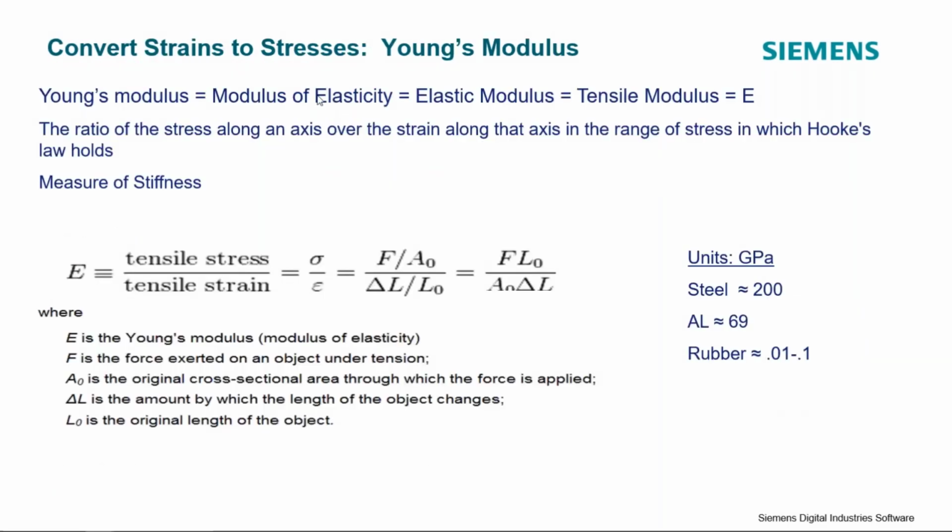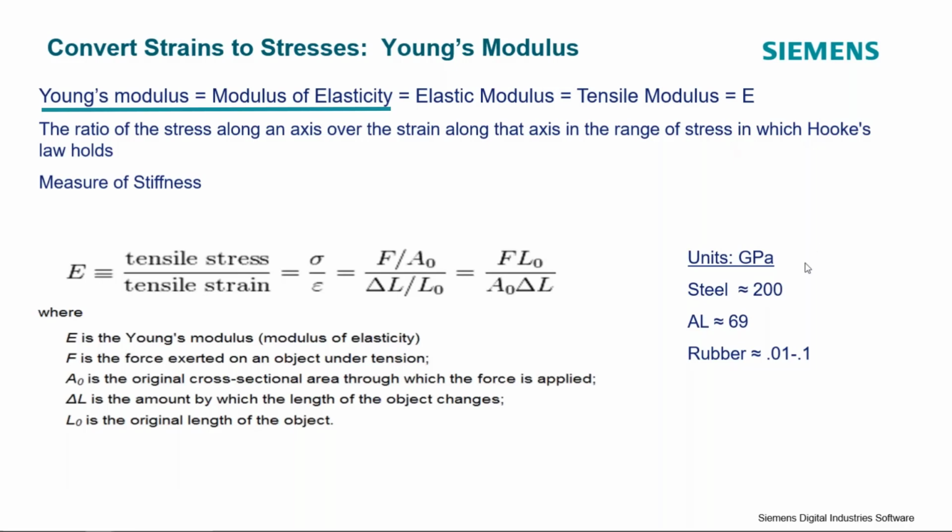We can now convert those principal strains to stresses using a couple of different material parameters. One that we discussed earlier is Young's modulus, which is the modulus of elasticity. Young's modulus is the ratio of the stress along an axis divided by the strain, in the range of stress in which Hooke's law holds, so in the linear region of the material.